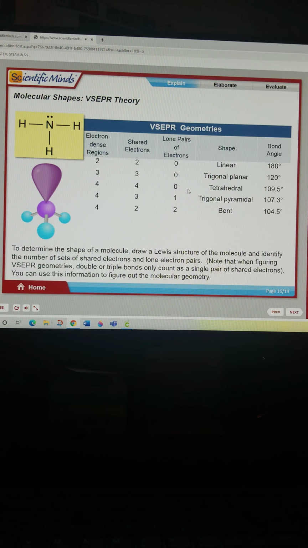To determine the shape of a molecule, draw a Lewis structure of the molecule and identify the number of sets of shared electrons and lone electron pairs. Note that when figuring VSEPR geometries, double or triple bonds only count as a single pair of shared electrons. You can use this information to figure out the molecular geometry.